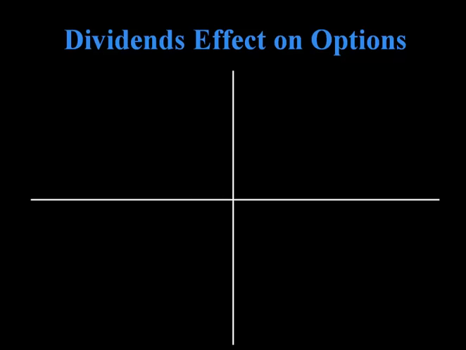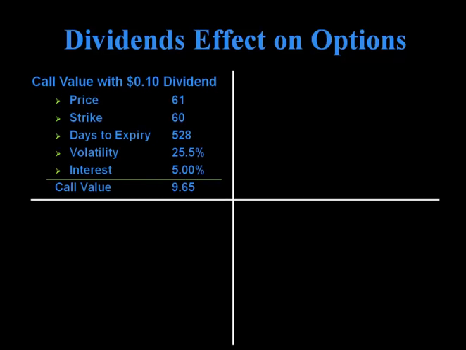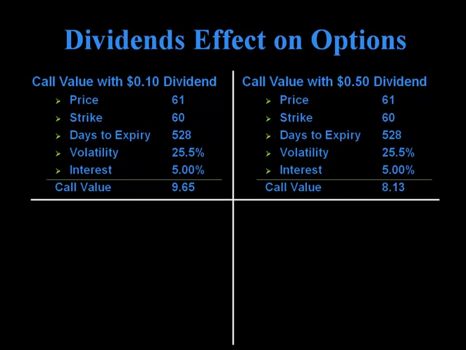So let's look at the scenarios of calls and puts and dividend effect. Let's assume a call that has a 10-cent dividend. The price is 61, the strike is 60. A little over a year and a half to expiration. The call value is 9.65. That was plugged into an option model. Now, if the dividends increase to 50 cents, what happens is the call value is decreased to 8.13. So as dividends go up, just understand call values go down. They typically go down by the value of the dividend itself.